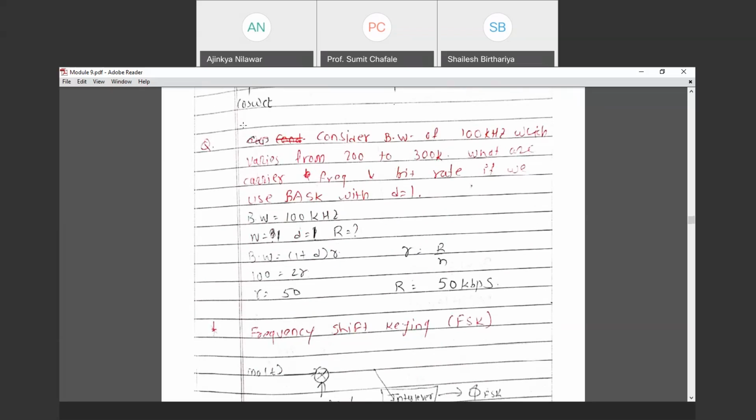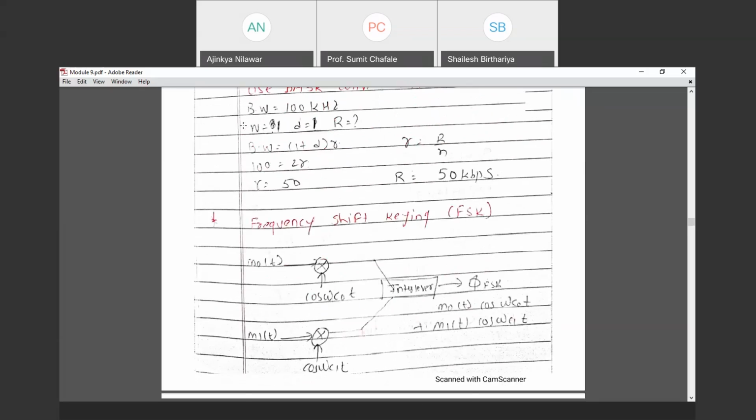What are the carrier frequency and bit rate if we are having BASK with D equal to 1? So we know the formula: 1 plus D multiplied by R, where small r is equal to capital R by N. Just put in the values and get the result. We have the various parameters with the help of the formula. This kind of question may be asked in the GATE exam for ASK.